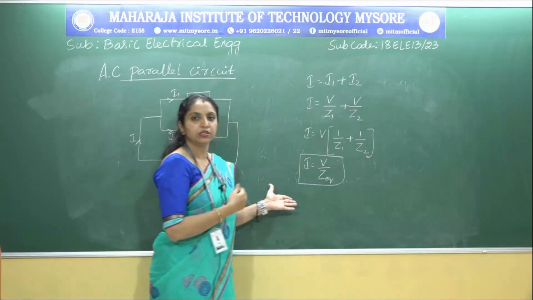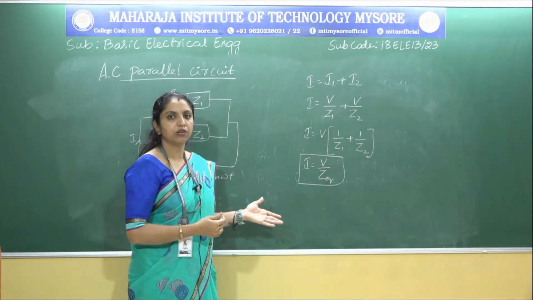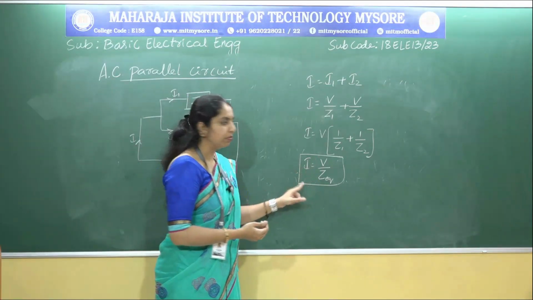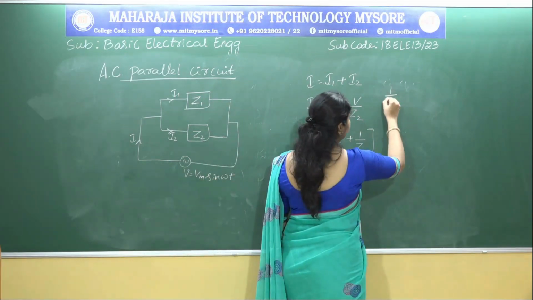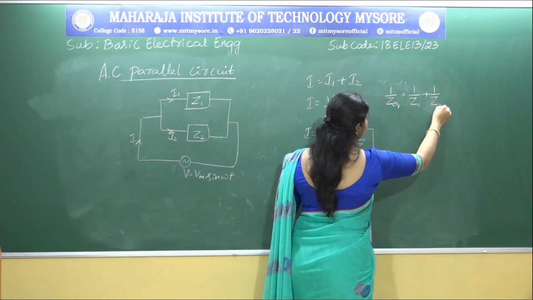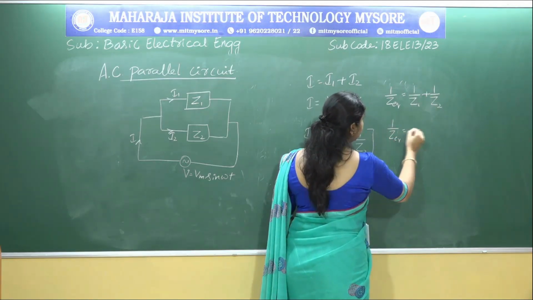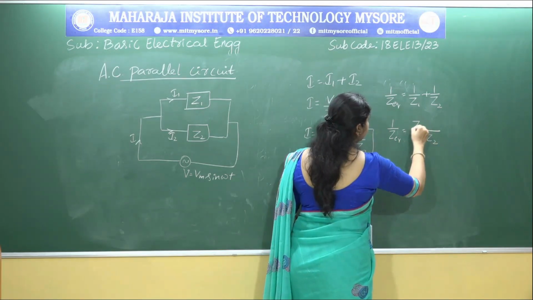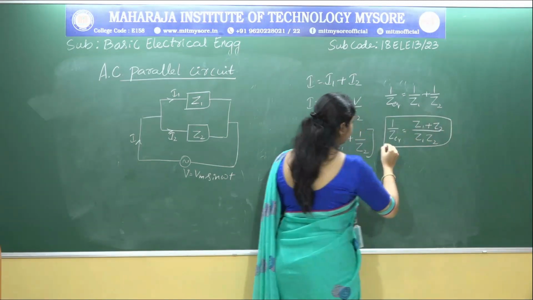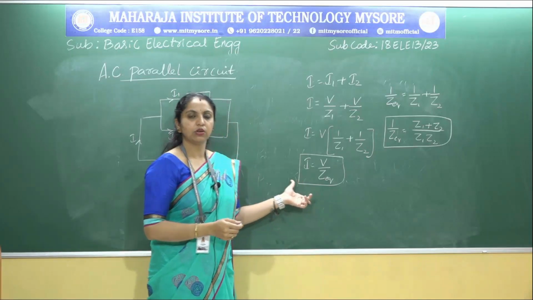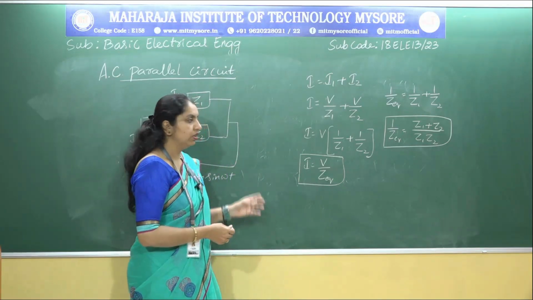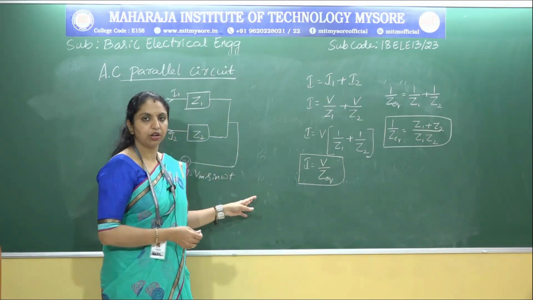We have already discussed a similar circuit in DC circuits, but in terms of resistance instead of impedance. So I is equal to V divided by Z equivalent, where 1 by Z equivalent can be written as 1 by Z1 plus 1 by Z2, or 1 by Z equivalent is equal to Z1 plus Z2 in the numerator and Z1 Z2 in the denominator. In this form we can calculate the values of either voltage or current. We can also apply the current divider rule here.